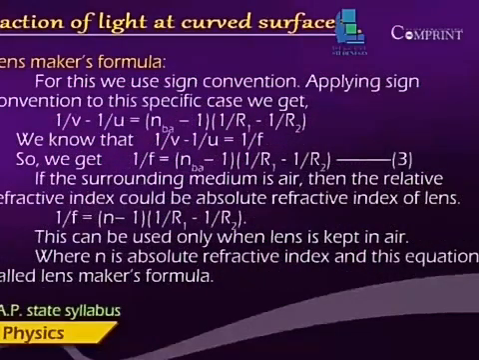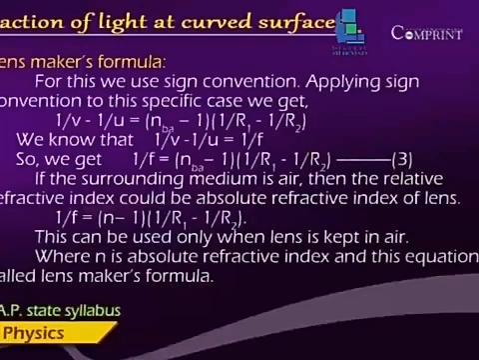For this, we use sign convention. Applying sign convention to the specific case, we get 1 by v minus 1 by u is equal to nba minus 1 into 1 by R1 minus 1 by R2. We know that 1 by v minus 1 by u is equal to 1 by f. So, we get 1 by f is equal to nba minus 1 into 1 by R1 minus 1 by R2, equation 3.